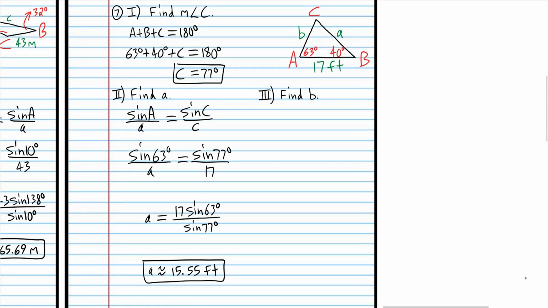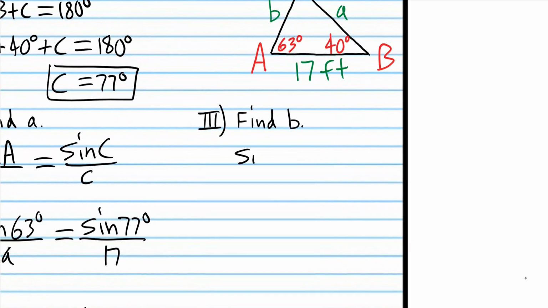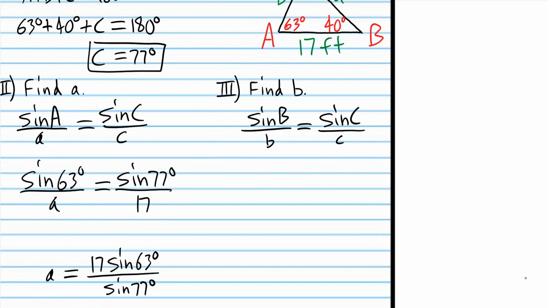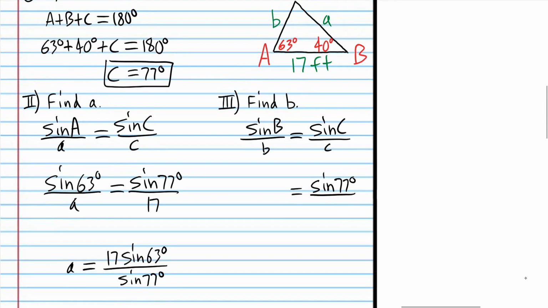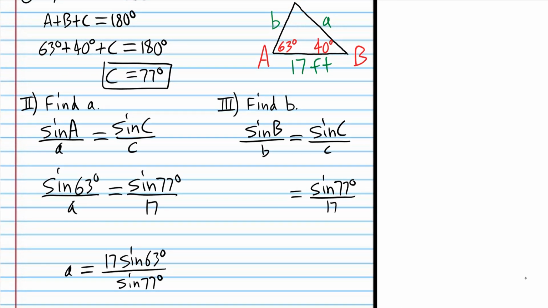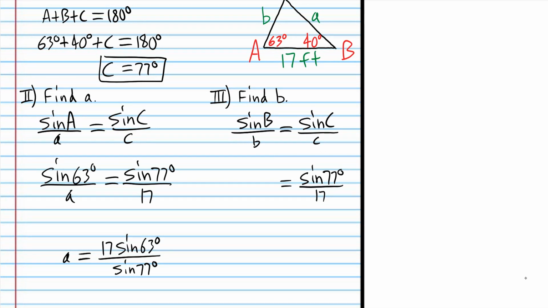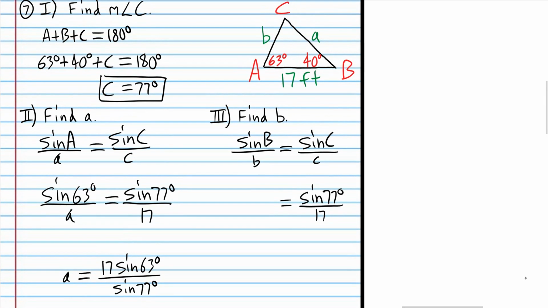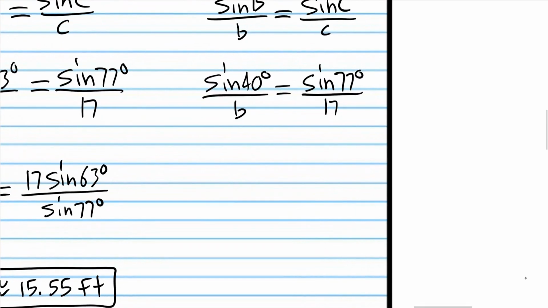So now we're looking for the length of side B, so obviously we're going to use sine B over B. And again, we're going to use that ratio where we have the most information. We know the measure of angle C is 77 degrees, and the side opposite C is 17 feet. And we know capital B is 40 degrees, and we're looking for the length of side B. So if we do the algebra in our heads, we get the following expression.